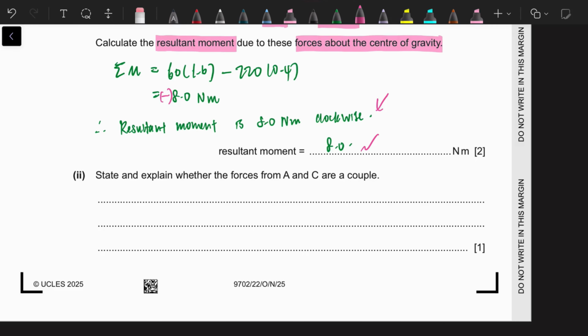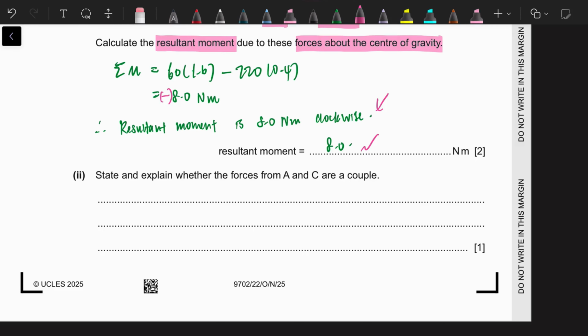So we know a couple has to have the same magnitude of forces. That's your first rule. Second rule is you have to have it in opposite direction. And your third rule is your resultant force has to be 0.